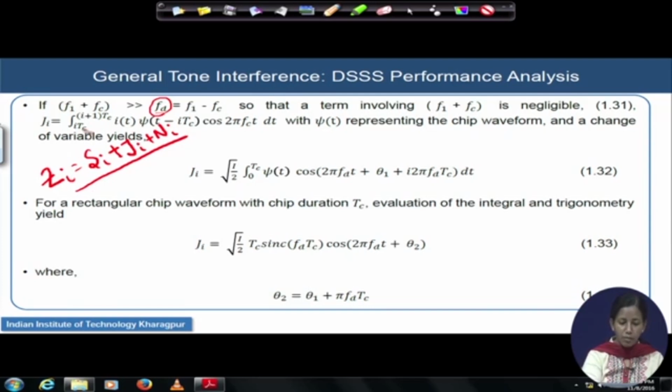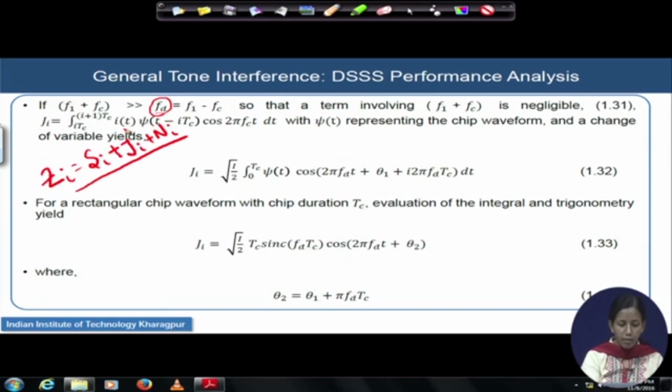This Ji expression was given by this because it is the interference multiplied with the locally generated PN sequence waveform, and cos 2 pi fct was contributed from the front end of the receiver. We were integrating it over one chip duration, and psi t was the chip waveform, which we will vary from rectangular to sinusoidal in the later slides.